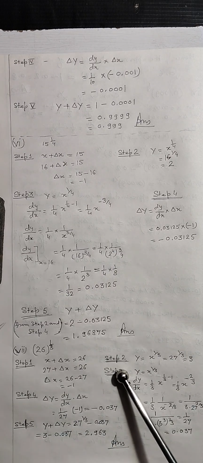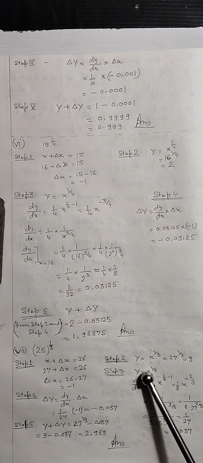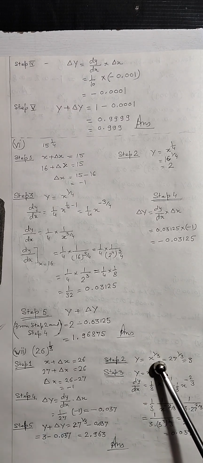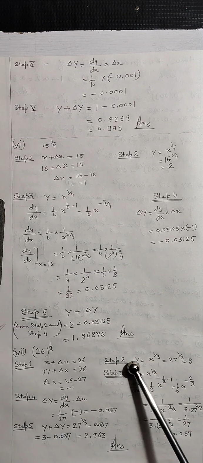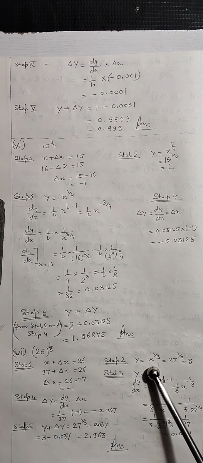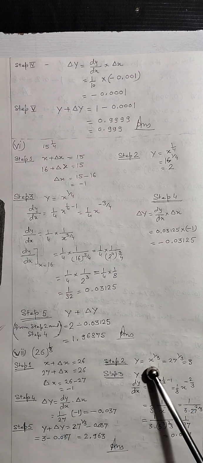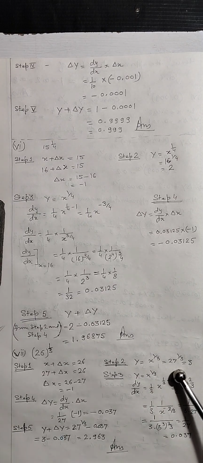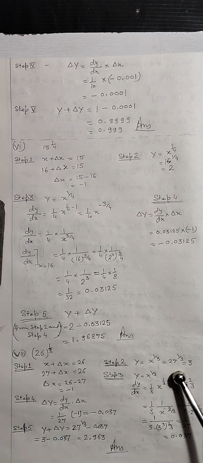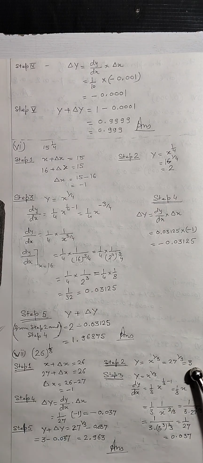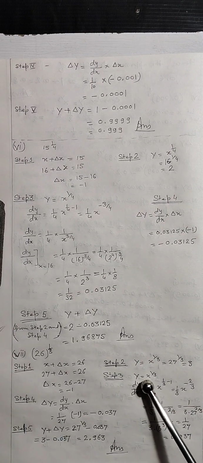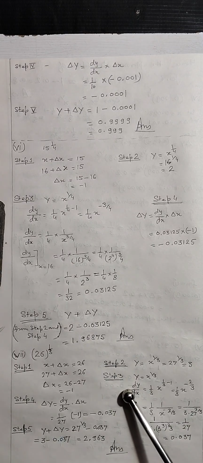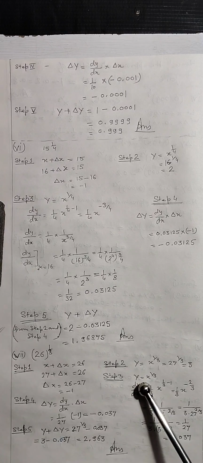Now in step 2, y is equal to x raised to power 1 by 3. So that will be equal to 27 raised to power 1 by 3, and it will be equal to 3. In step 3 we will differentiate y with respect to x.